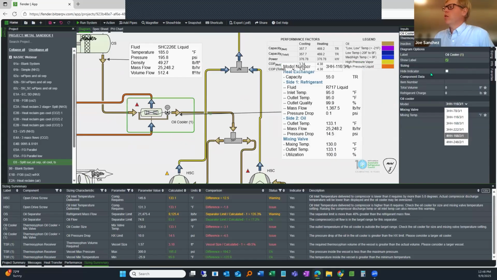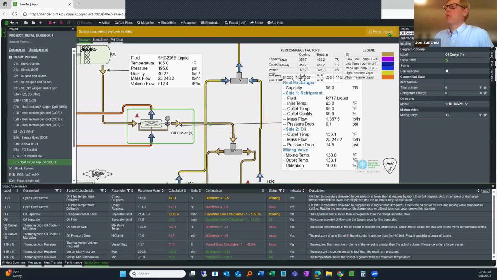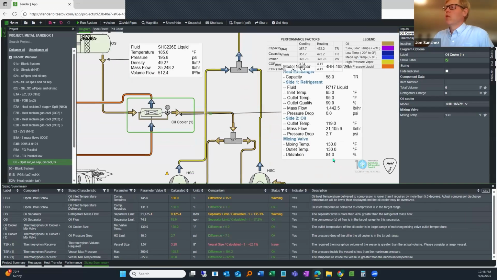So we know we can increase the size of this, and then we'll see temperatures. Outlet temperature of the actual heat exchanger is 119 degrees. The mixing temp is set for 130 and is able to meet that by mixing 84% cold with 16% hot. So now we're clearing up a lot of things here in our sizing table.